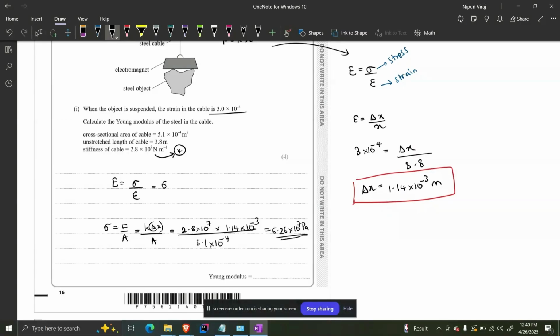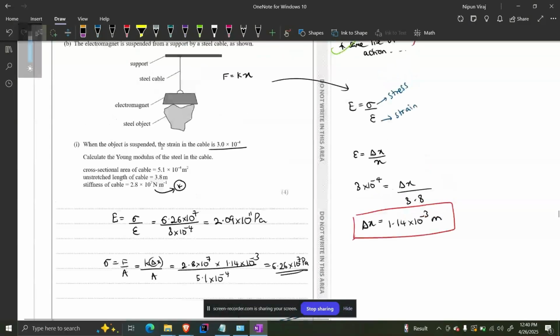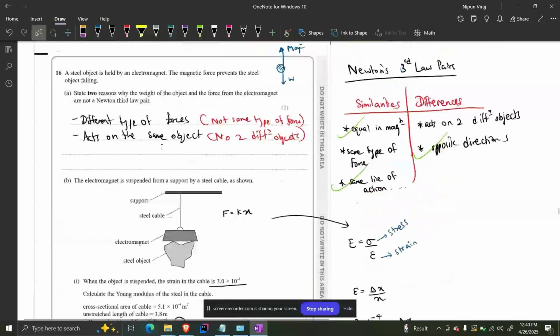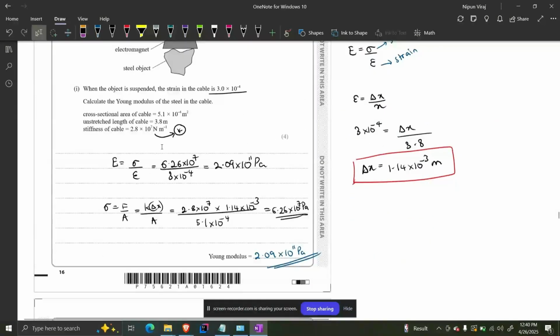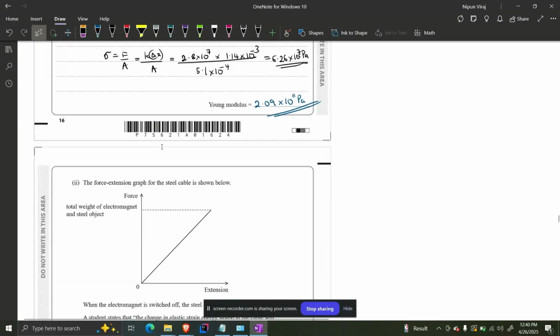And you can use that 6.26 into 10 to the power 7 divided by strain, which is already given, right? 3 into 10 to the power minus 4. So it will be something like 2.09. It's better to write to two decimal places, okay? That's a standard. I hope it's clear, right? We are not able to get the answer directly because we needed to calculate the extension. So that's the difference here.